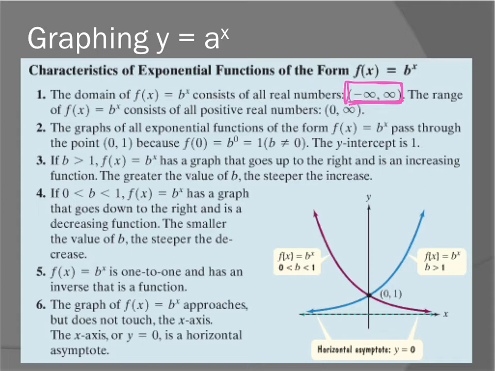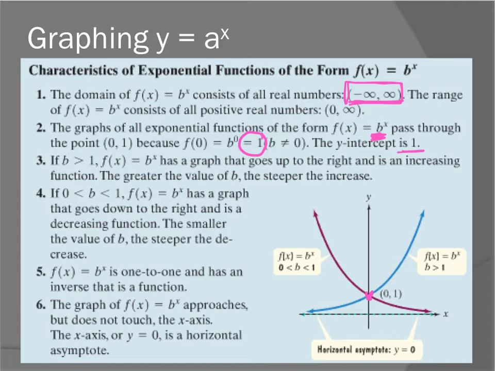The graph of all exponential functions of the form f of x equals b to the x passes through the point (0, 1), because when we plug in 0, no matter what b is, when we plug in 0 as our exponent, we always get 1. That's why our y-intercept is 1. No matter what b is, our graph always goes through the point (0, 1), unless we had b raised to the x plus something at the end. But anytime it's just a number raised to the exponent, we're always going through (0, 1).